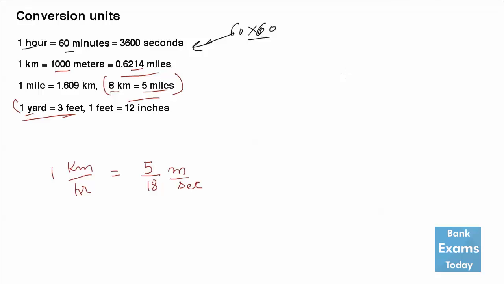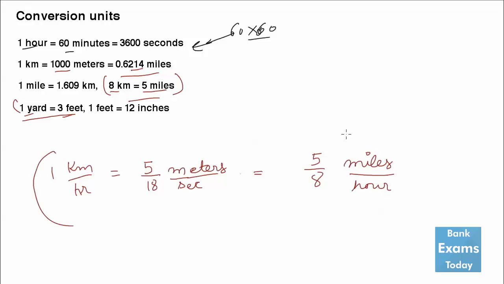So you should know this. 1 kilometer per hour is equal to 5 over 18 meters per second, and 1 kilometer per hour is also equal to 5 over 8 miles per hour. So learn this.